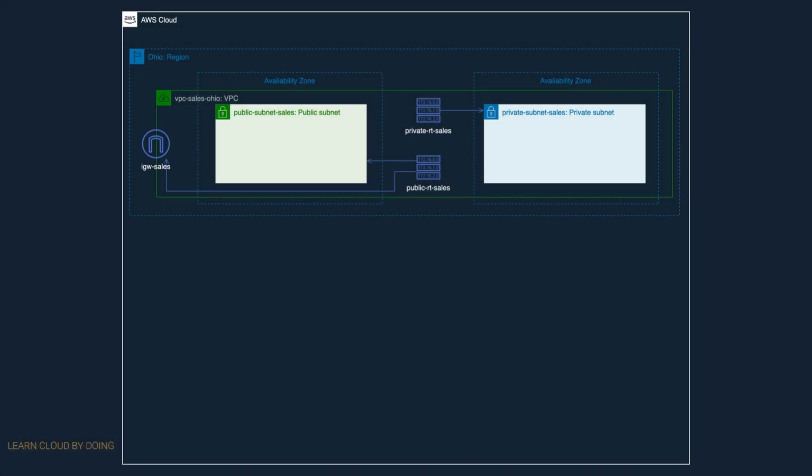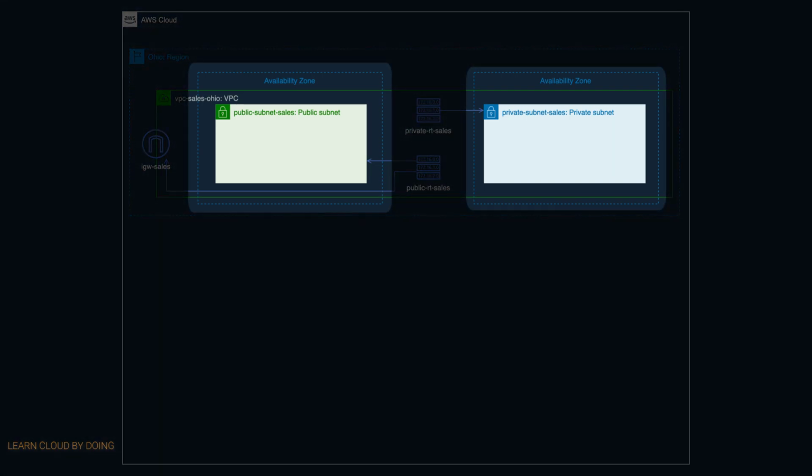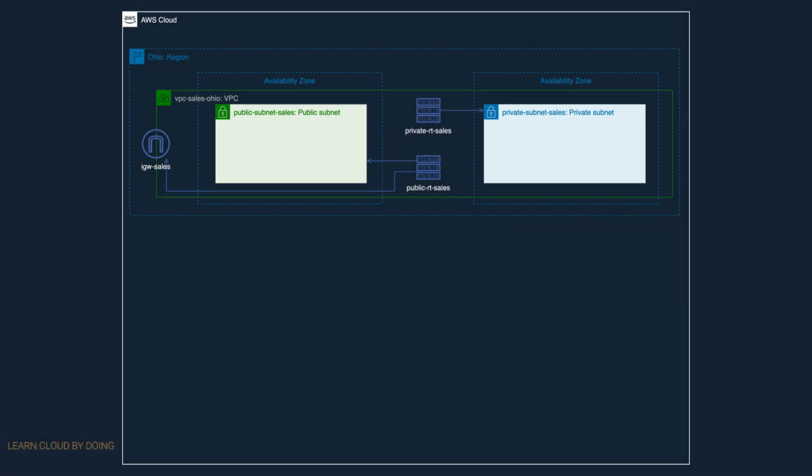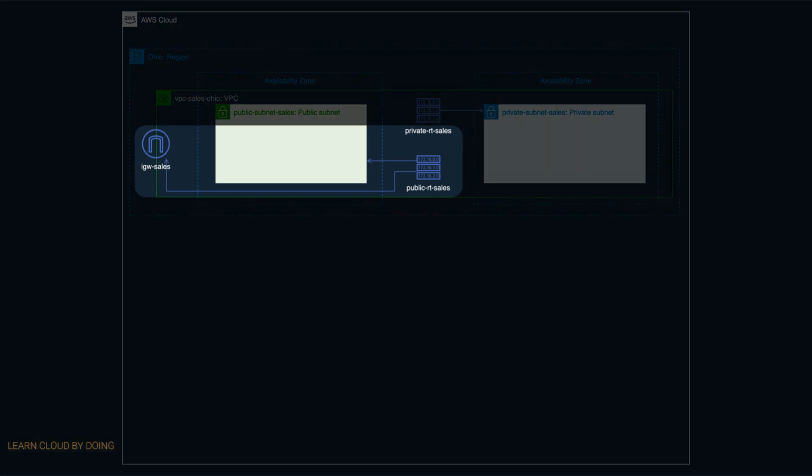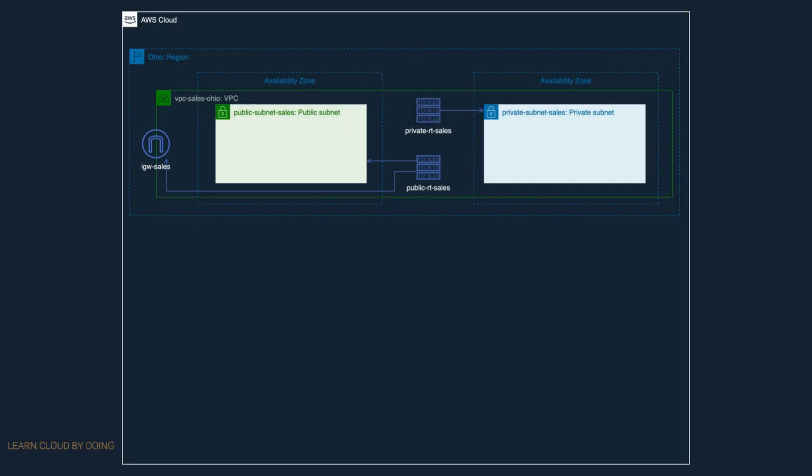Each subnet corresponds to an availability zone. An availability zone is a distinct and isolated location within a region where AWS keeps physical resources. You need two route tables, one for each subnet, because only the public subnet has access to the internet through the internet gateway.